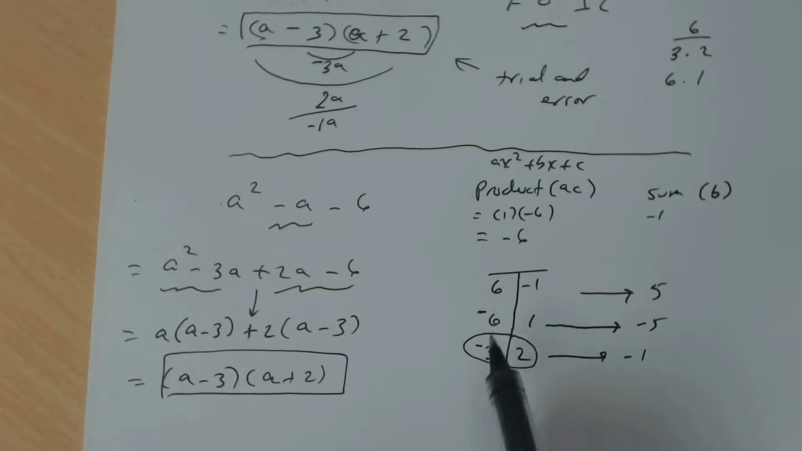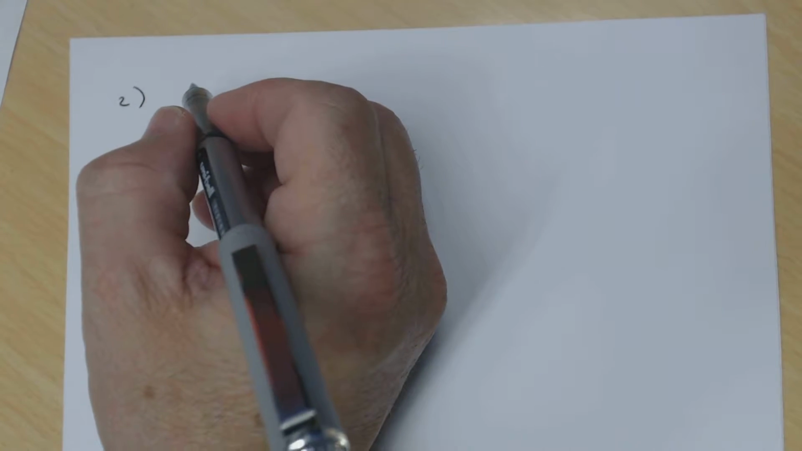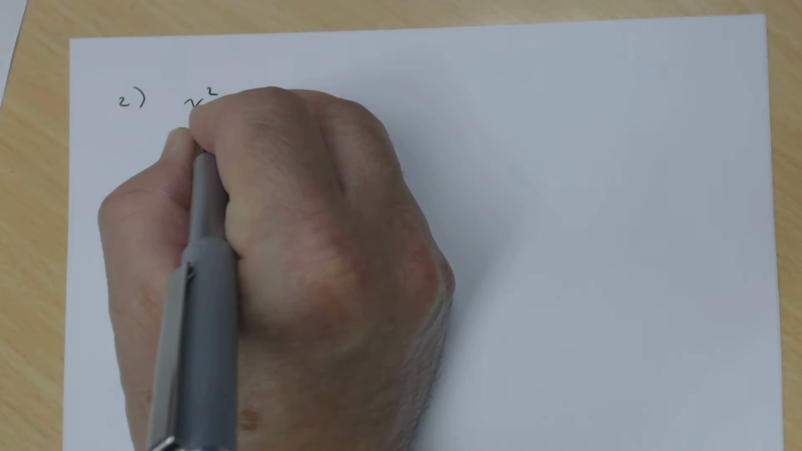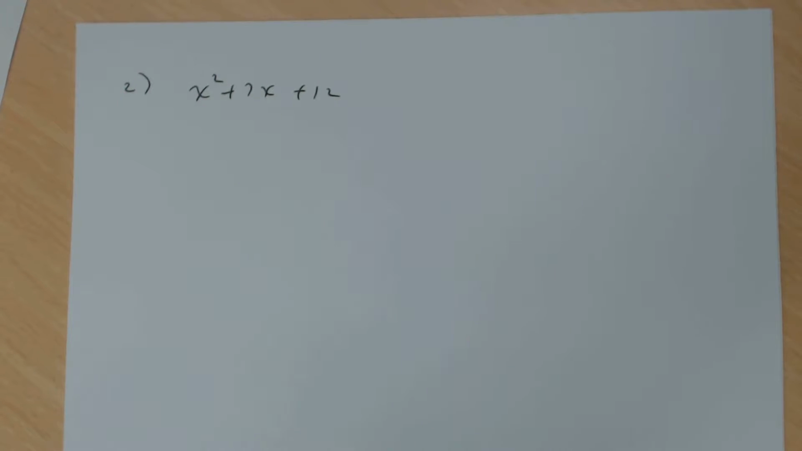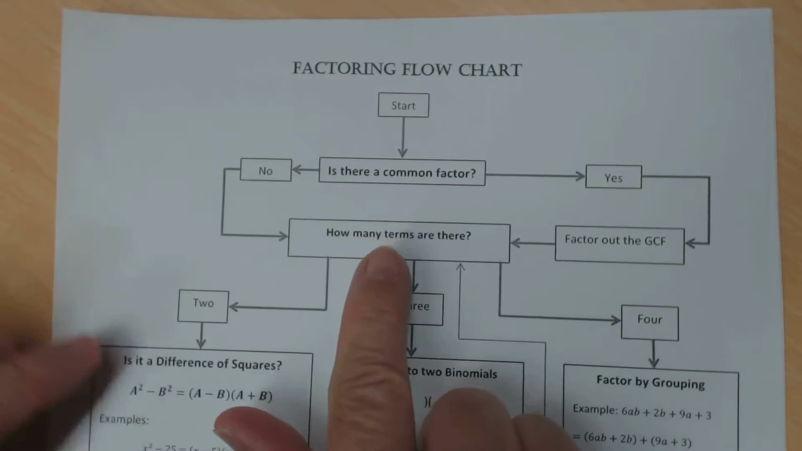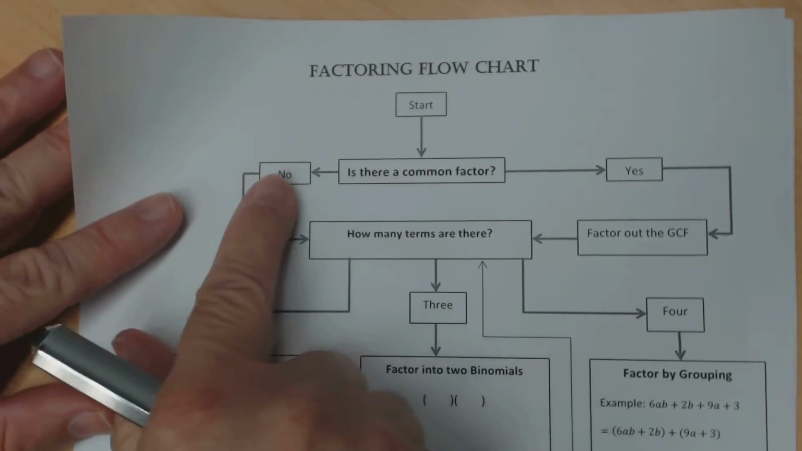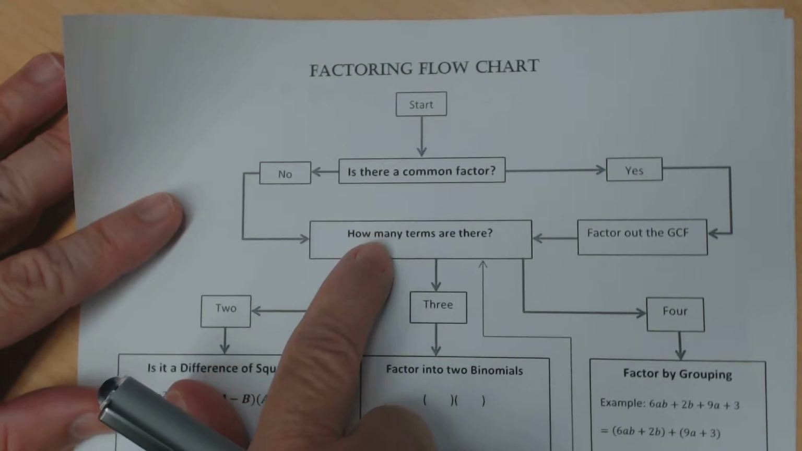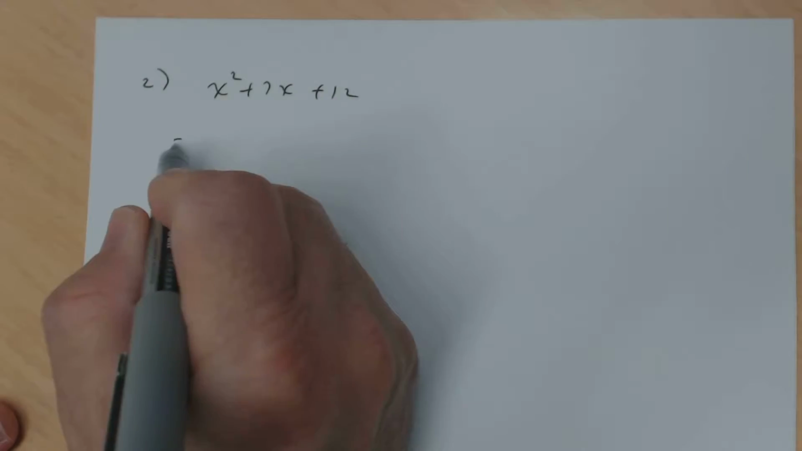All right. Let's look at number 2. So number 2, we have x squared plus 7x plus 12. All right, so again, go through the flow chart. Always look at GCF. The GCF is 1, so there is no common factor other than 1, so I go directly to this. How many terms are there? There are 3, so I'm going to go directly to binomials.